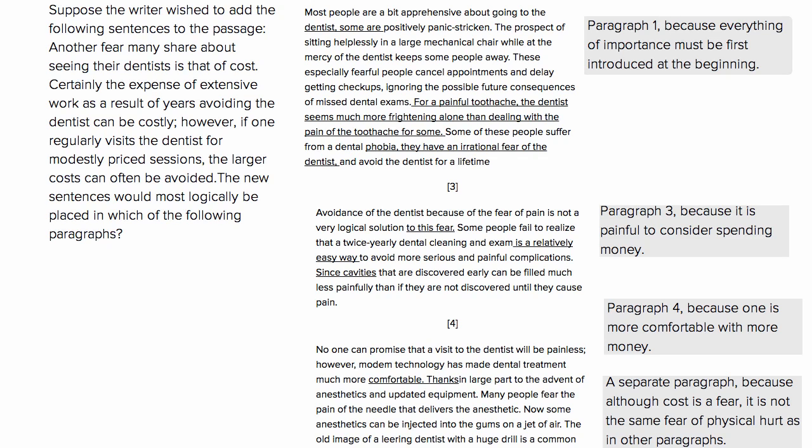An organization question will often ask you if the author was considering adding another sentence or sentences to the passage, where it would best go based on your understanding of the passage. So let's look at the other sentences that the author wants to add.